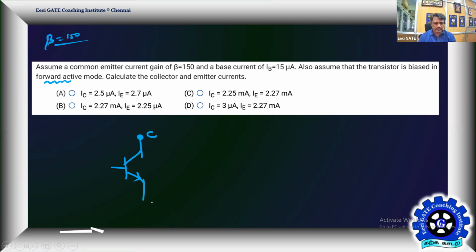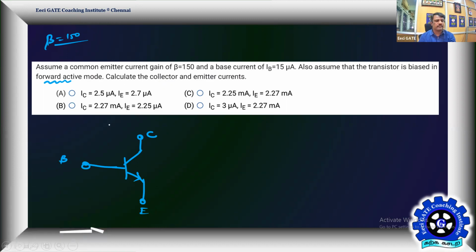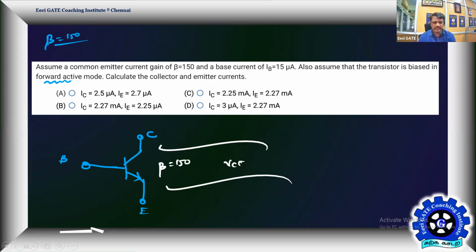That's your collector, emitter, then base. So what is given to us is beta for the BJT, given as 150. It is an active state of operation, which means VCE is greater than 0, keeping the device collector more positive than emitter, keeping the device active.